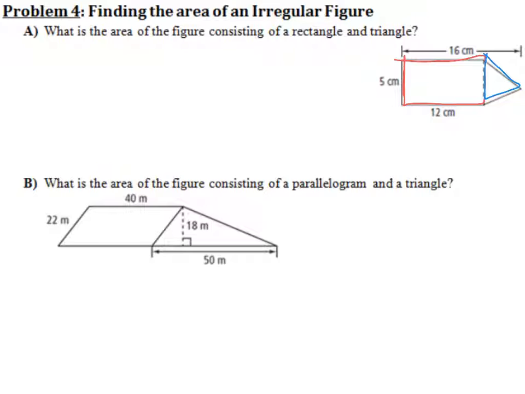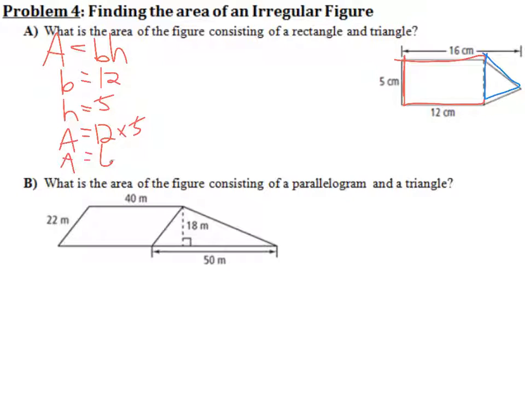So first, with the rectangle. Area of a rectangle is base times height. My base is 12, my height is 5. So my area is 12 times 5, or 60 square centimeters.